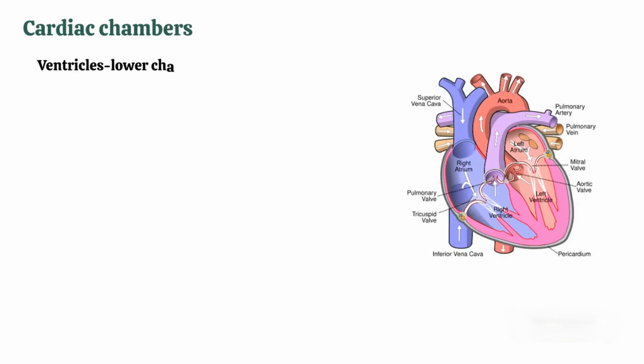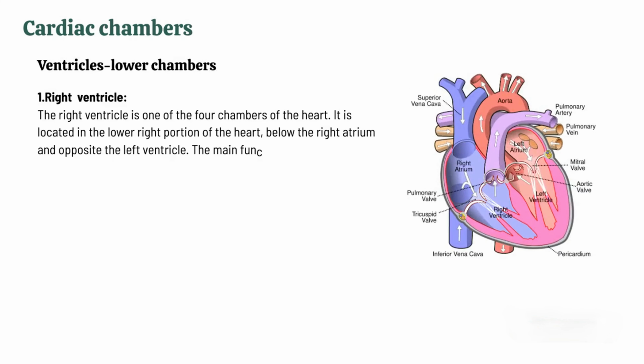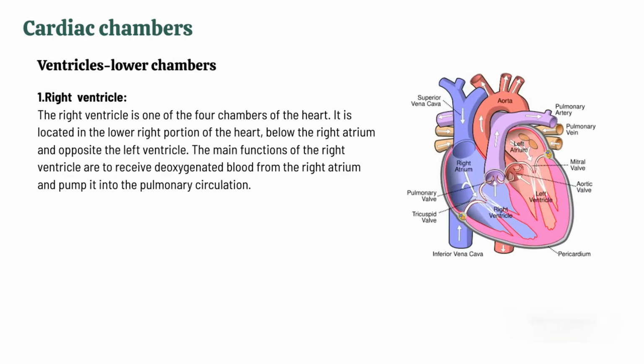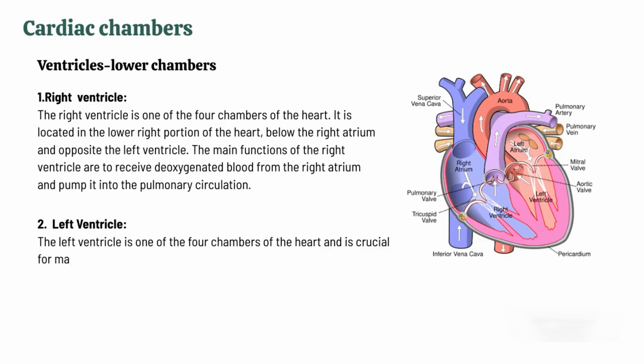Ventricles, lower chambers. 1. Right ventricle. The right ventricle is one of the 4 chambers of the heart. It is located in the lower right portion of the heart, below the right atrium and opposite the left ventricle. The main functions of the right ventricle are to receive deoxygenated blood from the right atrium and pump it into the pulmonary circulation.